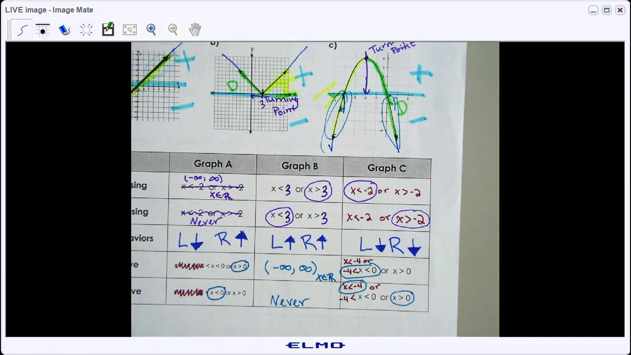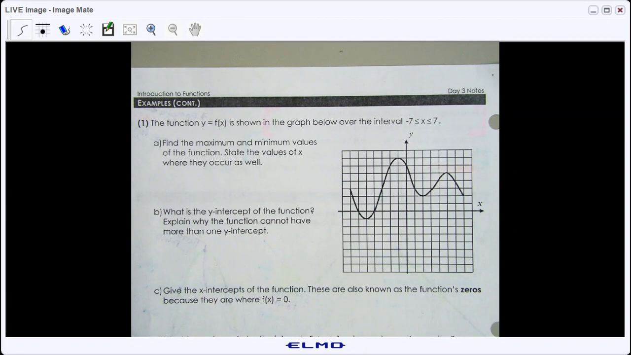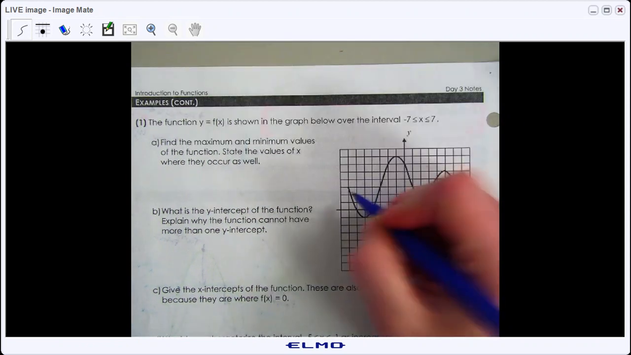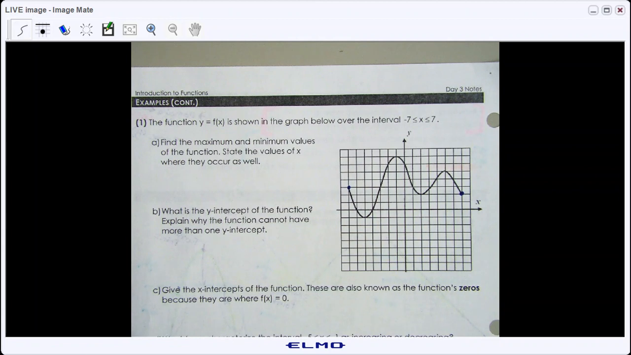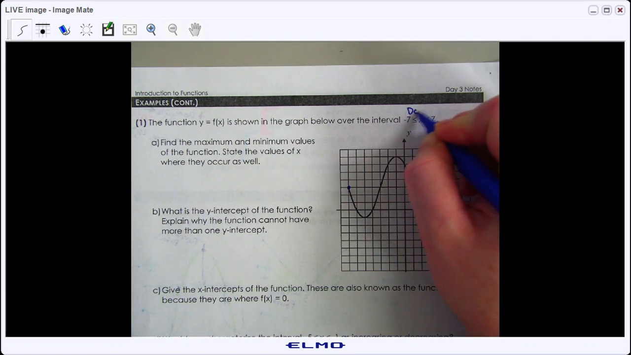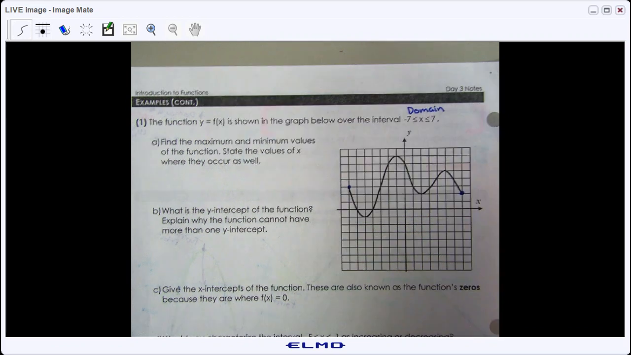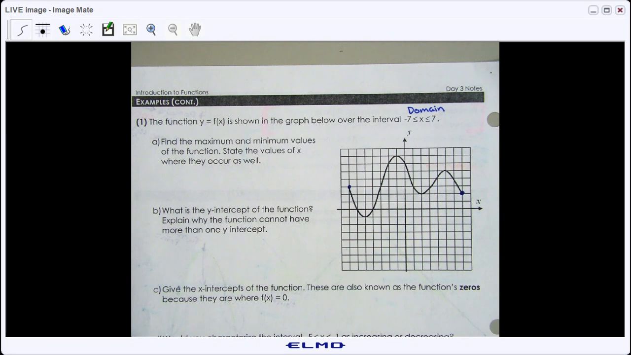All right, let's take a look at some kinds of questions that we would have regarding our increasing, decreasing, positive, and negative. We have this graph here, and they don't show it very well, but those are endpoints on that graph. So there's a start and a stop. This does not continue on forever. The function y equals f of x is shown in the graph below over the interval of negative 7 to positive 7. They're just simply stating what your domain is for you. So that really doesn't affect us too much.